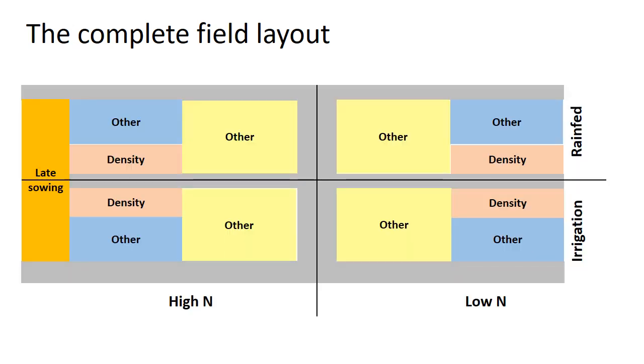In practice, we often run multiple experiments in the same field. Here is an example. This field is divided into 4 management practices, which are combinations of 2 irrigation types and 2 levels of nitrogen. There are multiple experiments in this field. Experiments with the same colors have the same treatments and the same research question. So, we can combine the data from the same colors experiments. In this example, we can combine the data from the 4 density experiments.